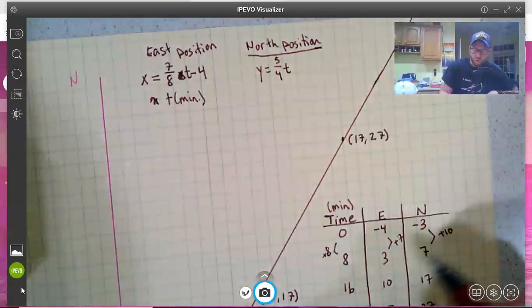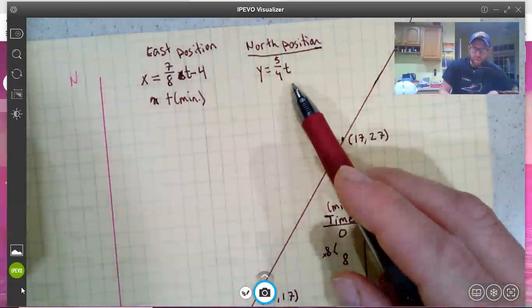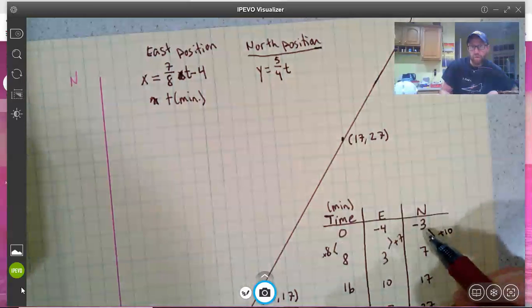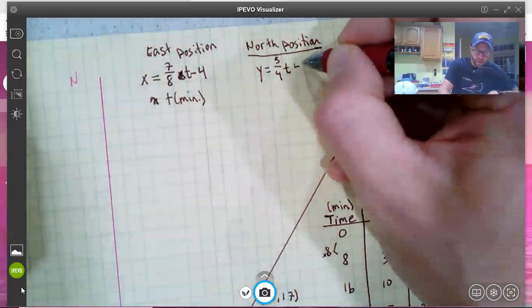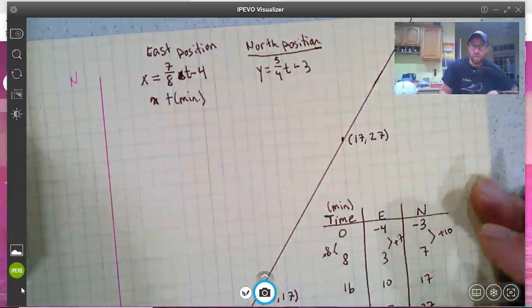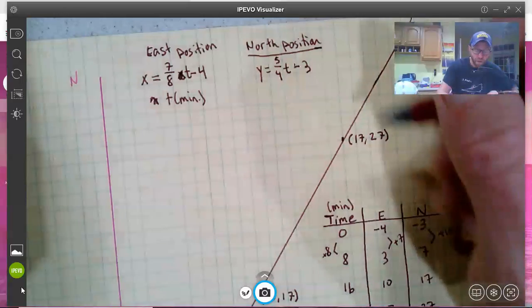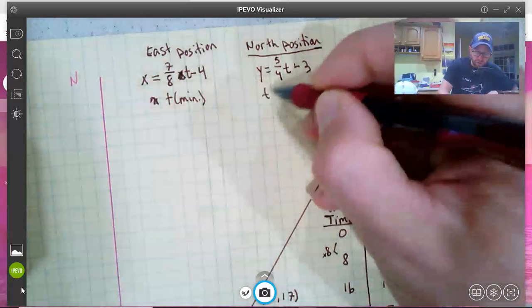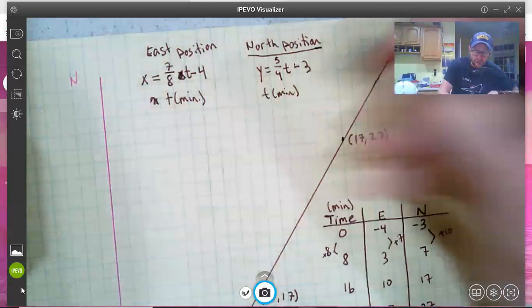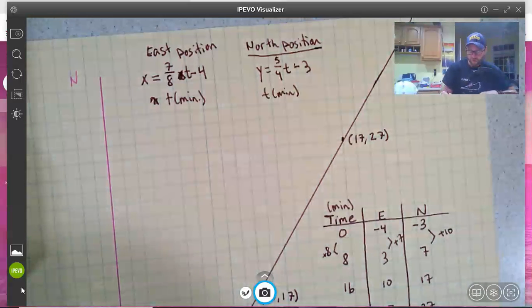And then this rule, of course, won't work because if we input a 0, right now it's going to output a 0, but we want to output a negative 3. So the rule has to be adjusted by putting that negative 3 there. And this is, of course, t in minutes. So now all I have to do is plug in 90 minutes to get the position of the second town, the location where she's at the 90 minutes.